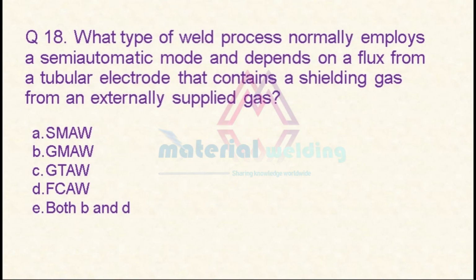Question 18. What type of weld process normally employs a semi-automatic mode and depends on a flux from a tubular electrode that contains a shielding gas from an externally supplied gas? A. SMAW. B. GMAW. C. GTAW. D. FCAW. E. Both B and D.